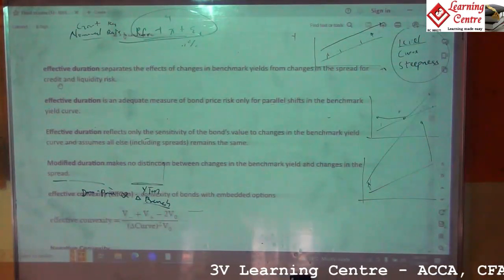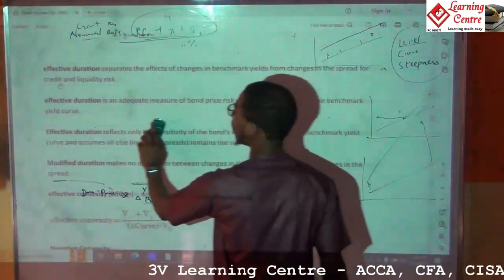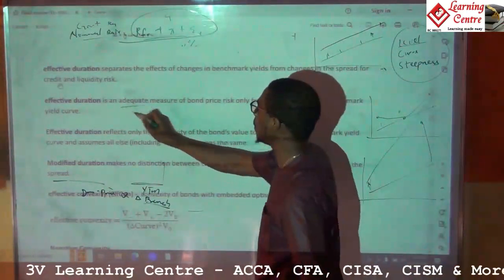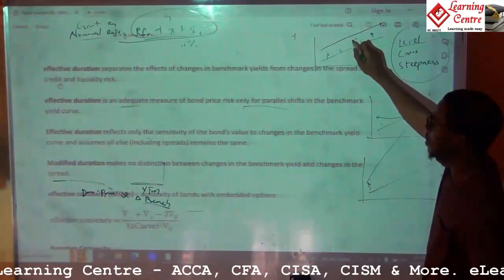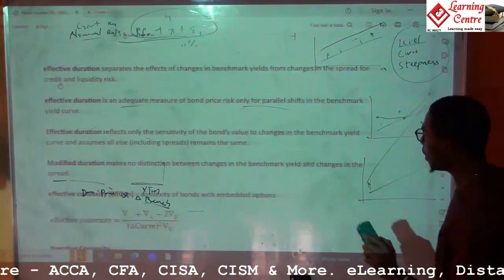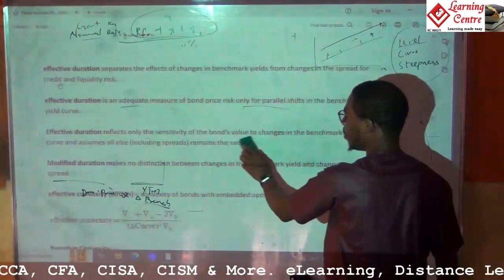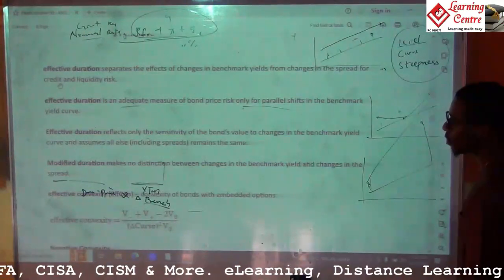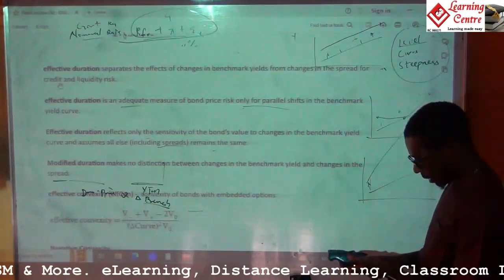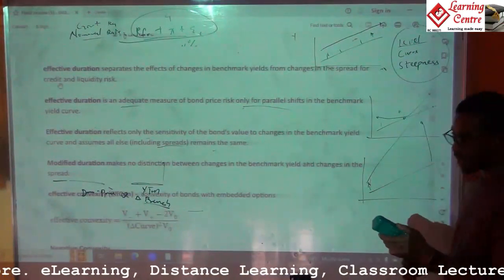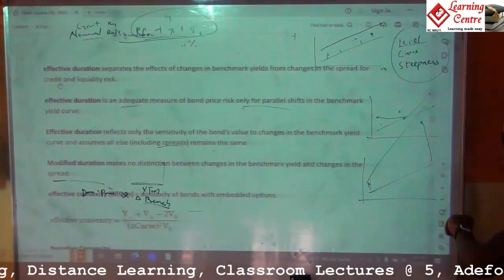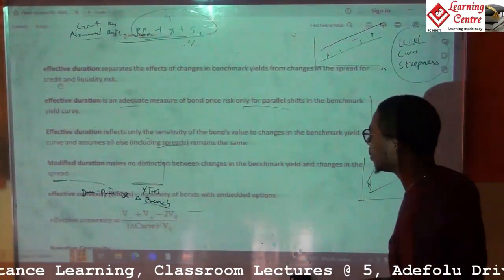So let's move on. Effective duration is adequate when we have these parallel shifts. I'm going to do another one, what's called key rate duration. But let's move on. Valuation effect only measures the sensitivity of the bond value changes to the benchmark curve and assumes all the other spreads remain the same. That's it. That's what we need to measure the computation against the benchmark curve, the yield curve.